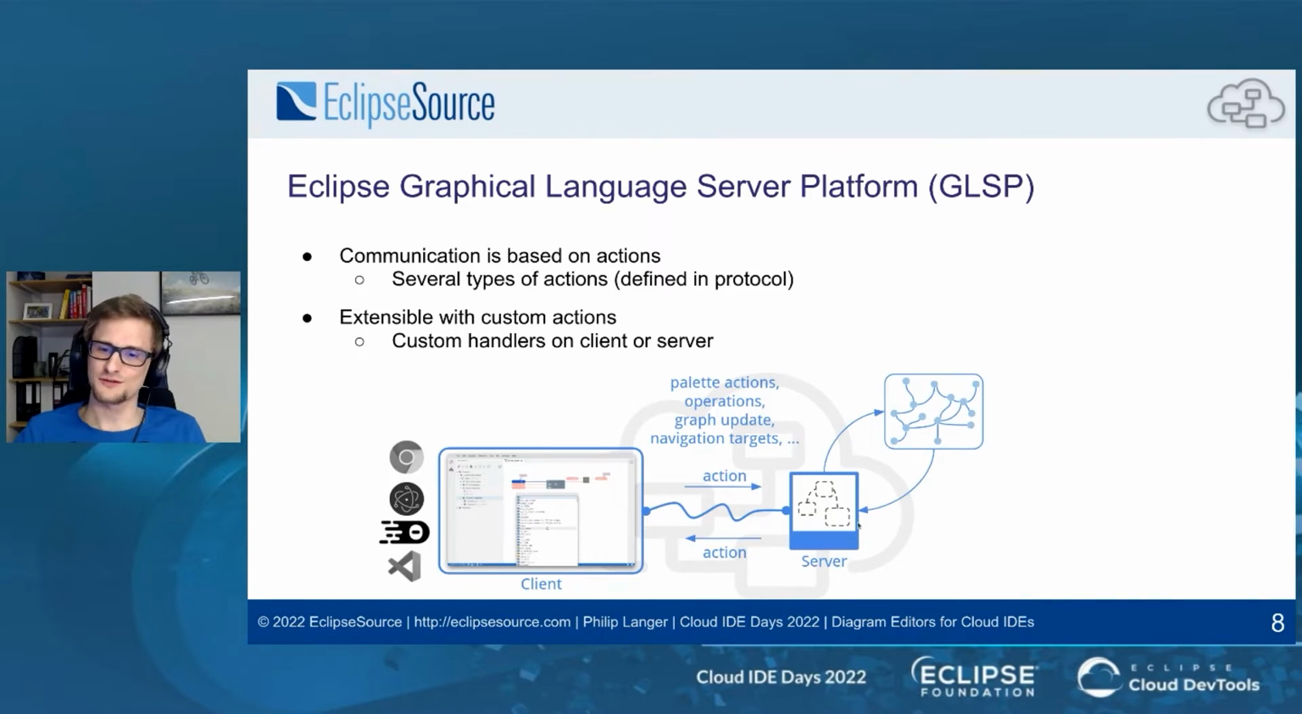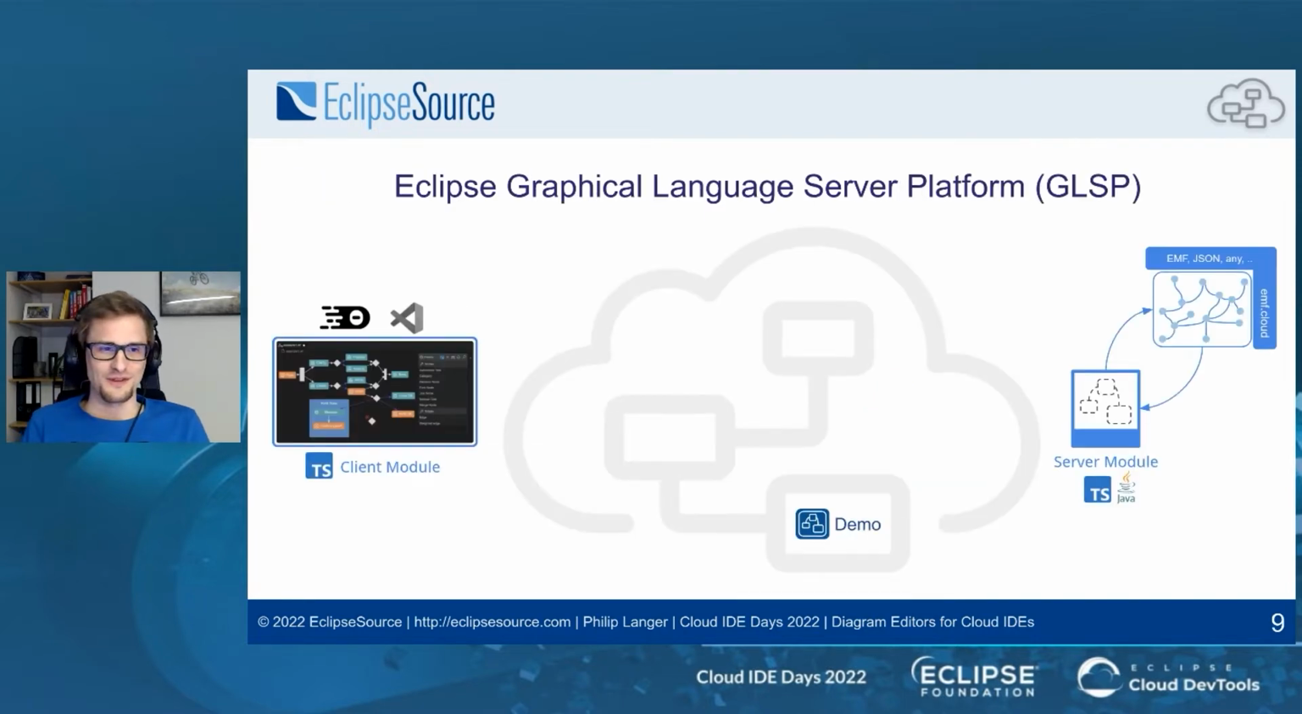When the client would then apply such an operation, there is a specific action type to request the application of this operation so that the server can then modify the source model, regenerate the graph, essentially the same step as we did before, and then send with a graph update action, or model update action, as it is called, back to the client to re-render that. And for all the other features like validation, resolving navigation targets, and so on, there are specific actions so that client and server can exchange this information accordingly.